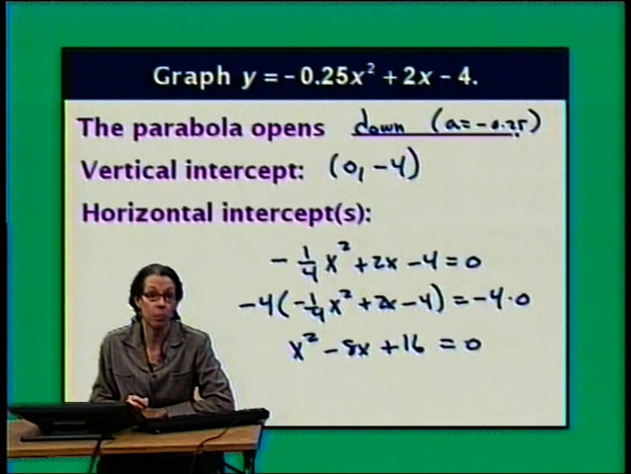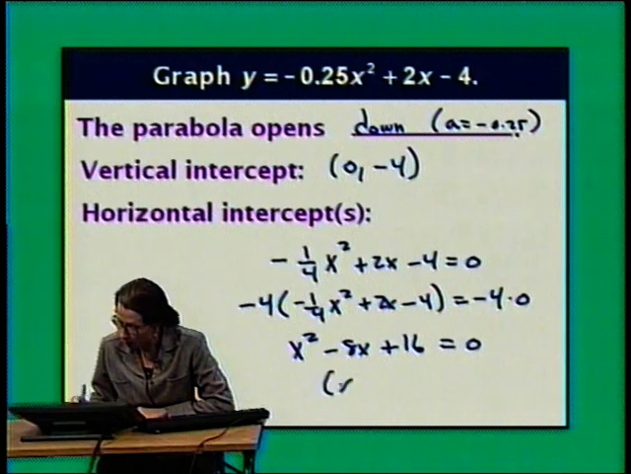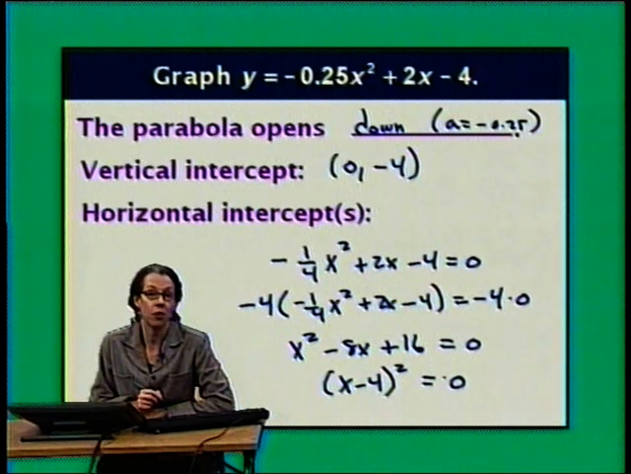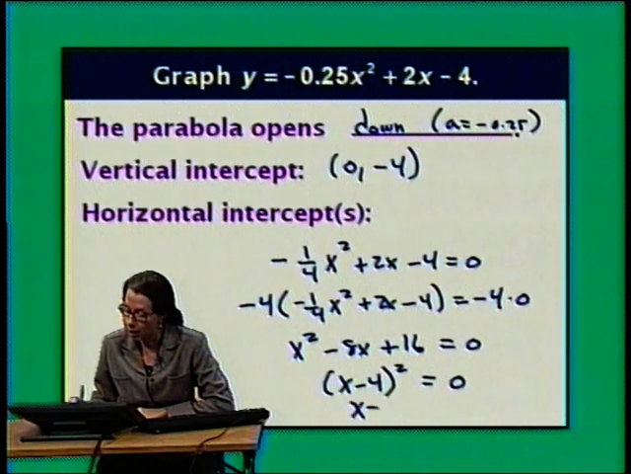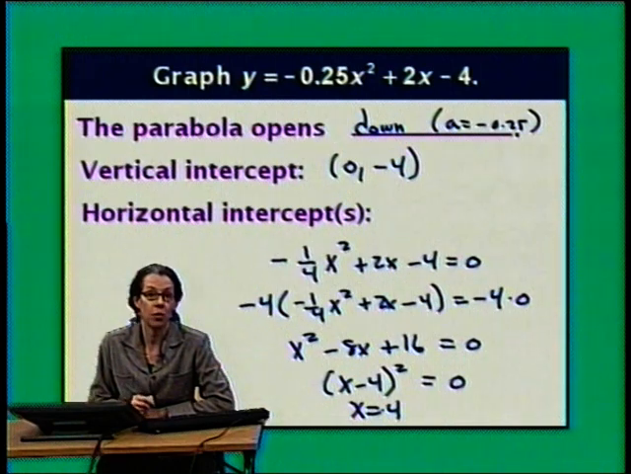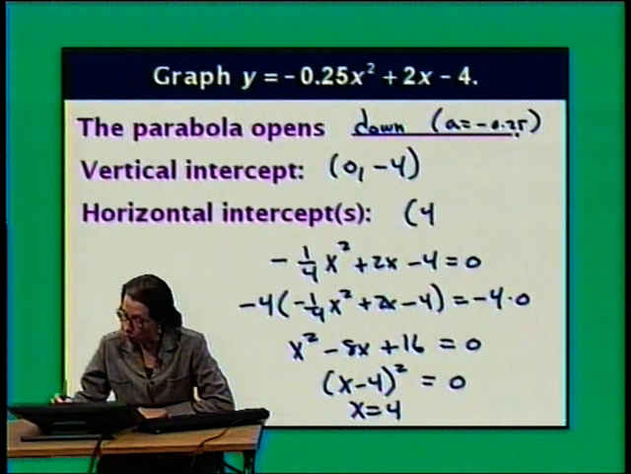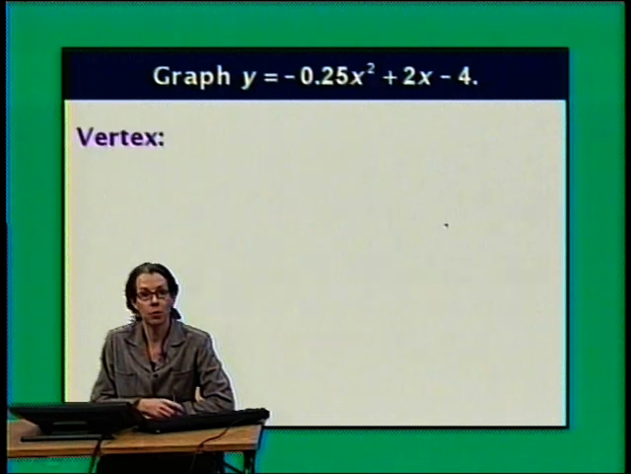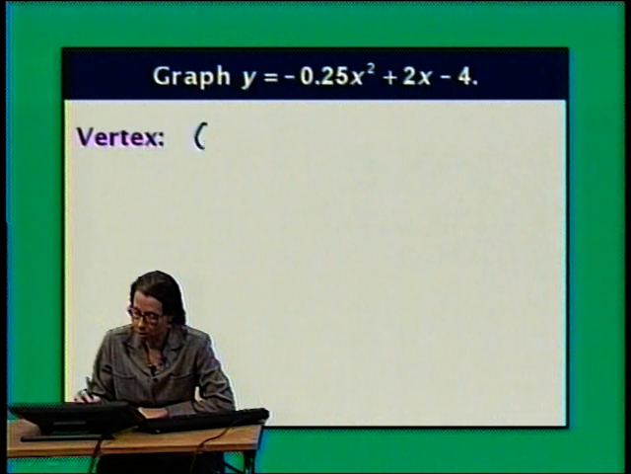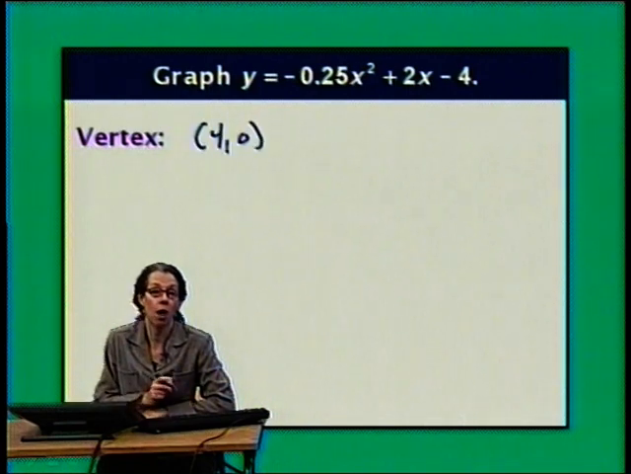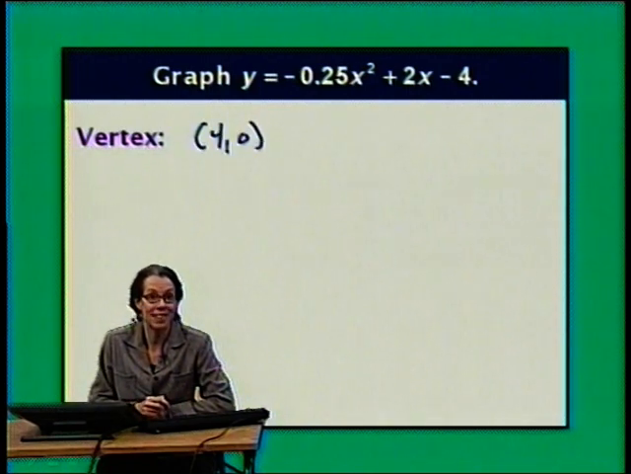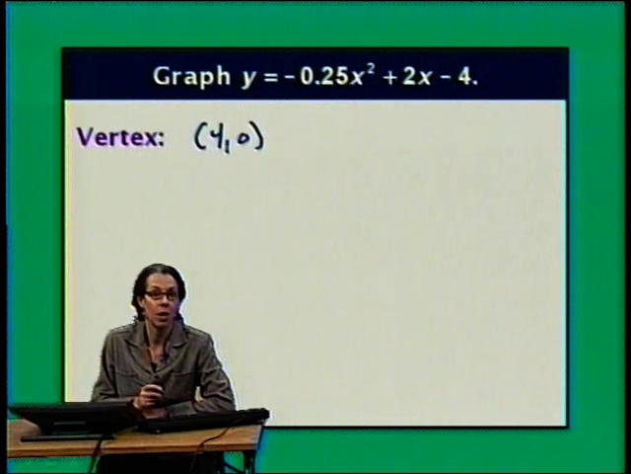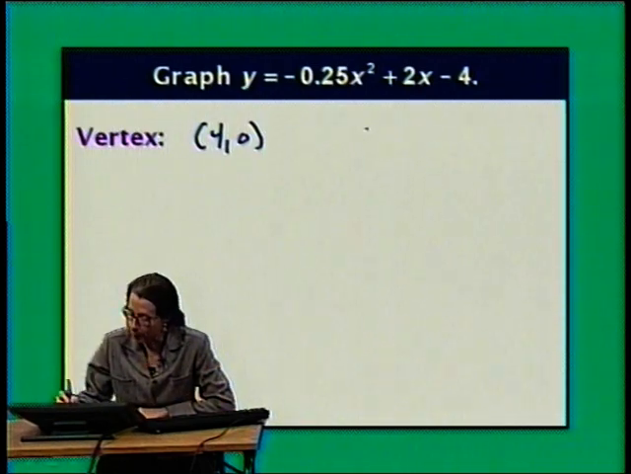But I'm noticing a perfect square trinomial on the left side. This factors as x minus 4 quantity squared. So this equation has only one solution, x equals 4. That means my horizontal intercept, there's just one of them, and it's the point 4, 0. Well, the next question is, what is the vertex? When we have just one horizontal intercept, the vertex is that horizontal intercept. But let's just check Steve's formula.